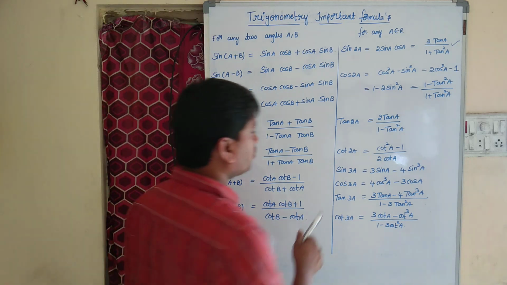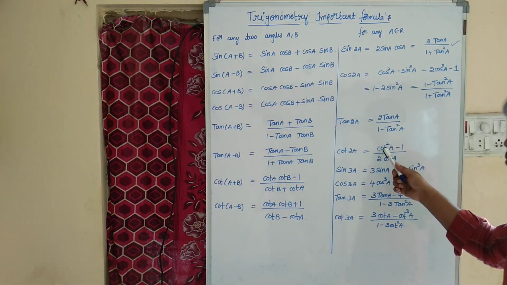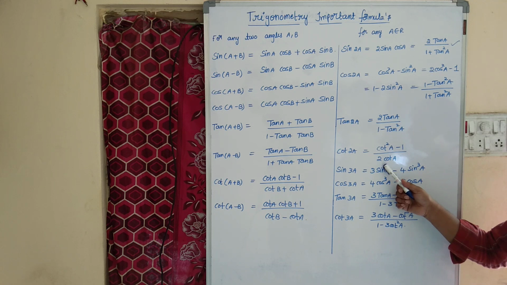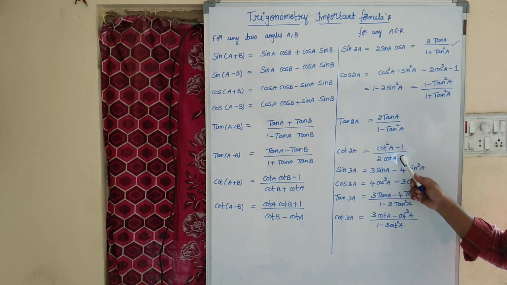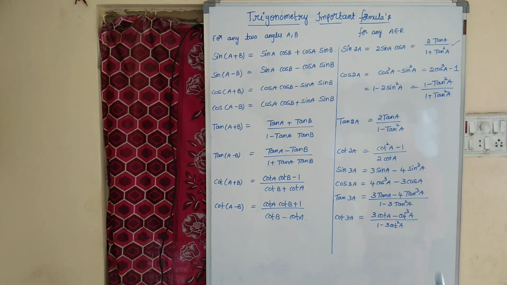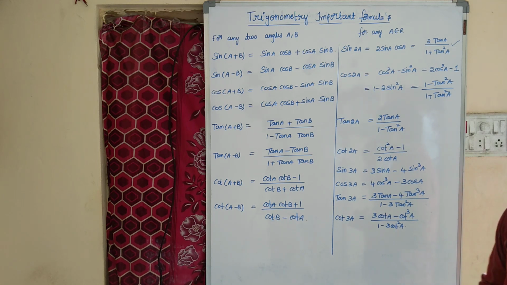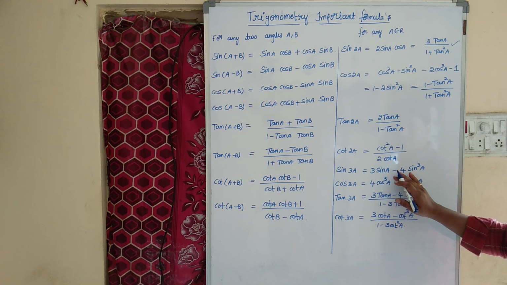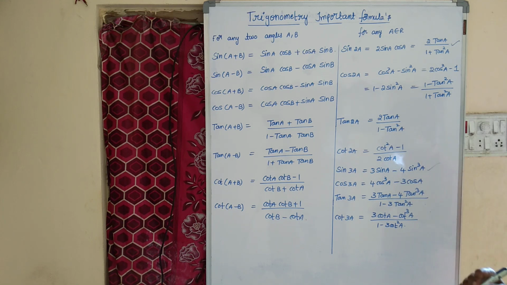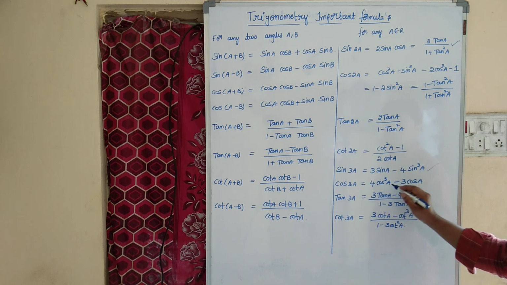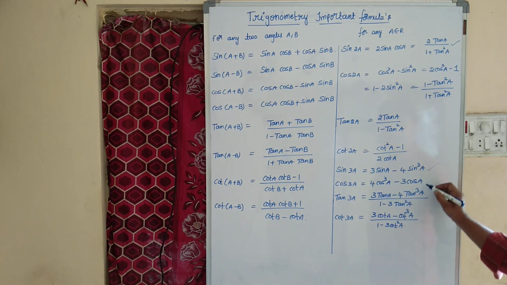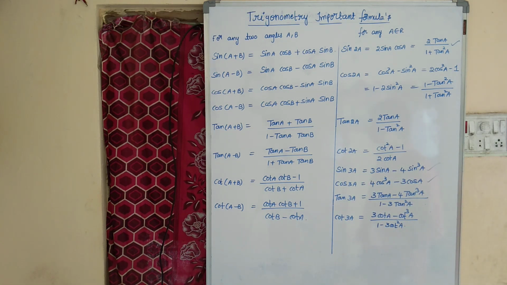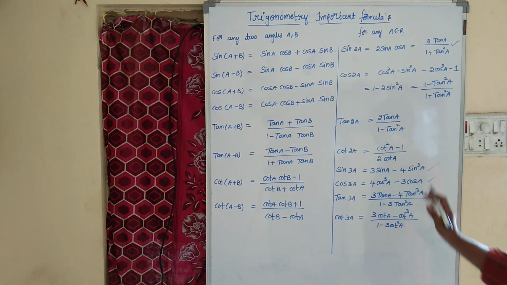Now coming to cot 2A, the cot 2A formula is cot square A minus 1 by 2 cot A. These all are 2A. Now coming to sin 3A. Sin 3A formula is 3 sin A minus 4 sin cube A. What about cos 3A? 4 cos cube A minus 3 cos A.